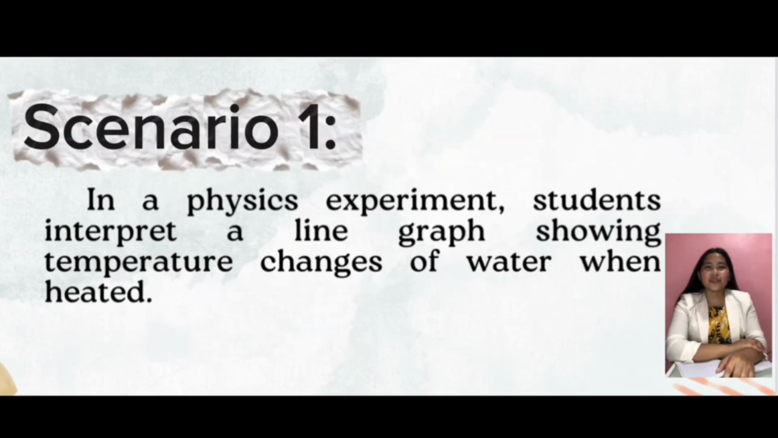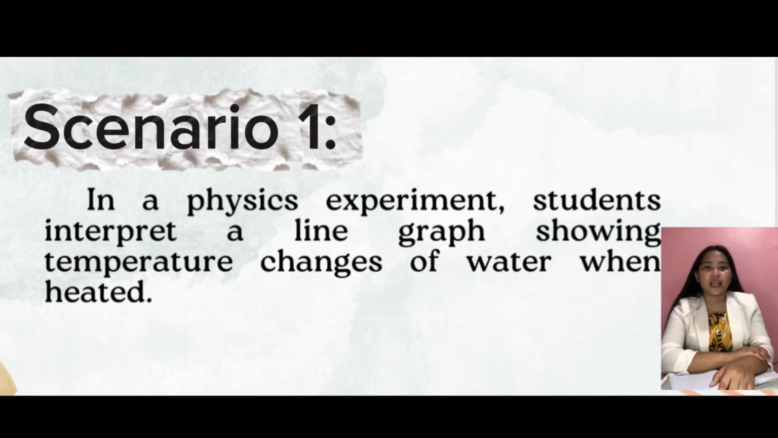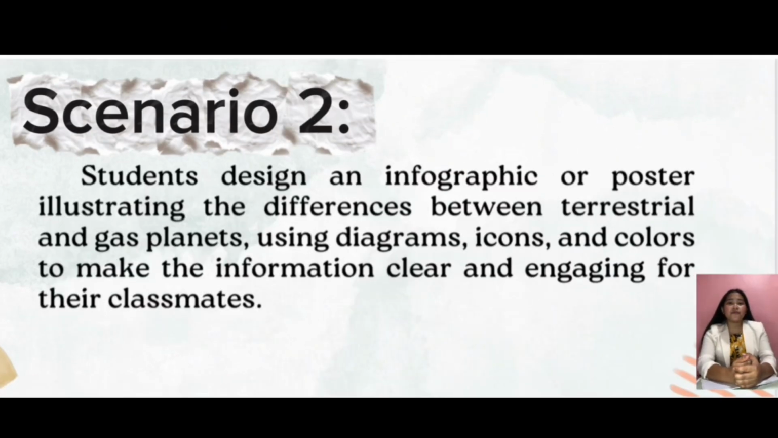So now, here are the examples of visual literacy in action in the science area. Scenario 1. In a physics experiment, students interpret a line graph showing the temperature changes of water being heated. This requires understanding how to read and analyze graphical data to draw conclusions. Scenario 2. Students create an infographic or poster to show the differences between terrestrial and gas planets. So in this scenario, this involves using diagrams, icons, and colors to clearly communicate information.